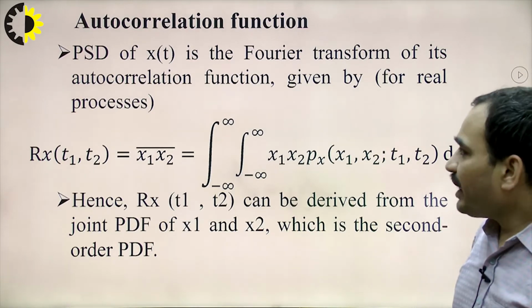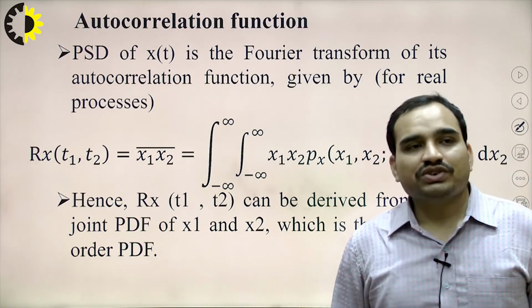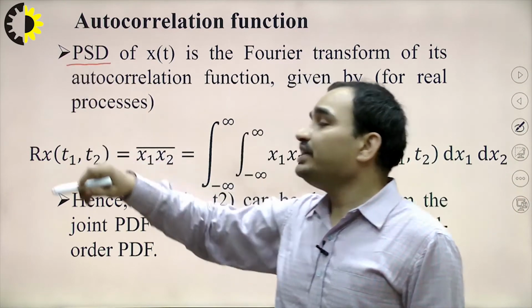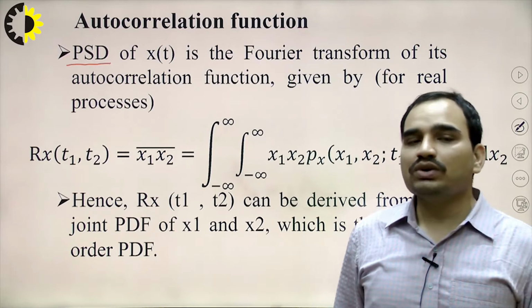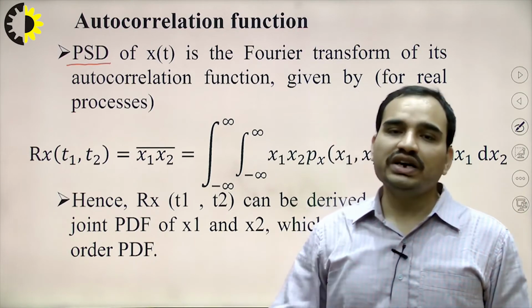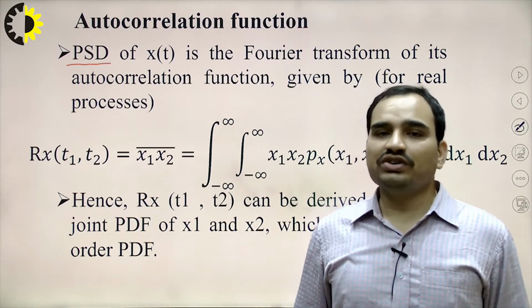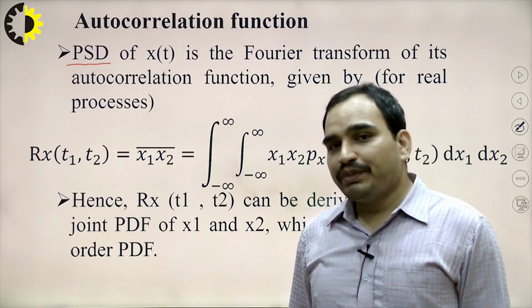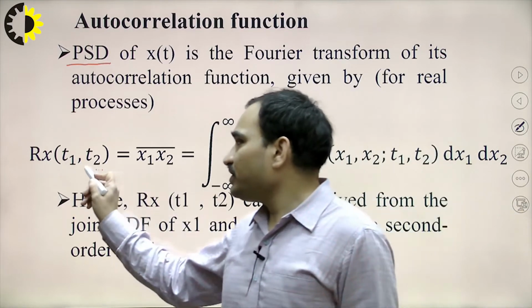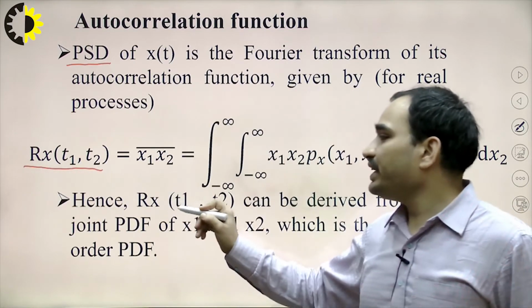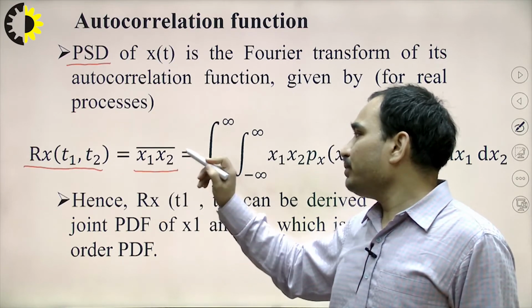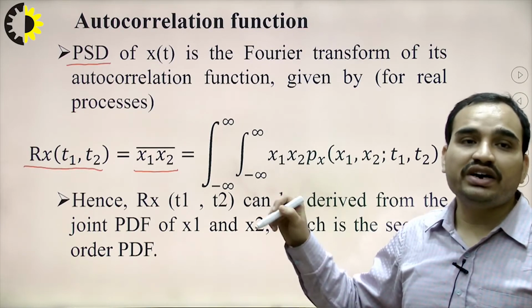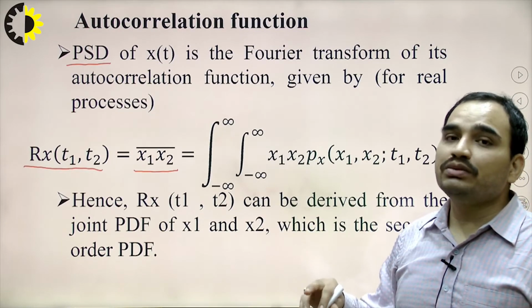Now the power spectral density, which we will be covering in our subsequent lecture. What is the power spectral density? PSD stands for power spectral density, and the PSD of xt is the Fourier transform of its autocorrelation function. So once we have solved the autocorrelation function for a random process, or the waveform, we can find the power spectral density. The autocorrelation function for different time instants t1 and t2 is x1 multiplied by x2 bar, which is nothing but the integration from minus infinity to plus infinity. Here we have two variables x1 and x2, so it will be a double integral.